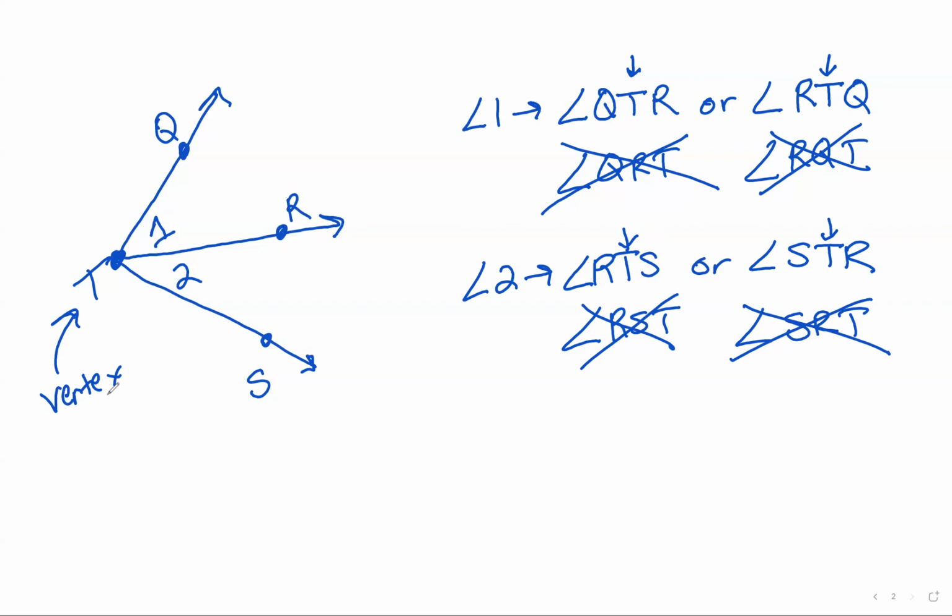Okay, and then we also have a big angle. We have angle QTS, which is also named angle STQ. So that is angle 1 and angle 2 put together. That would make it angle QTS or angle STQ. So those are some basics in how to name angles.